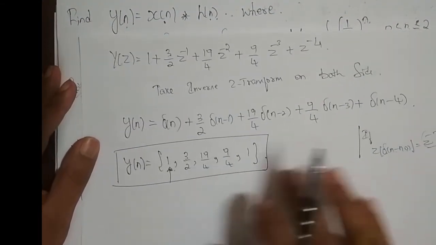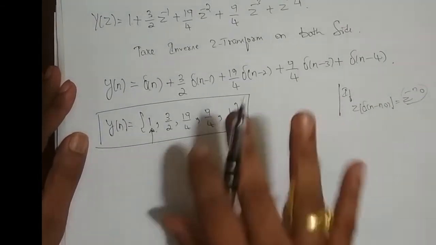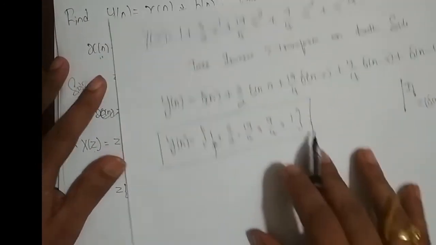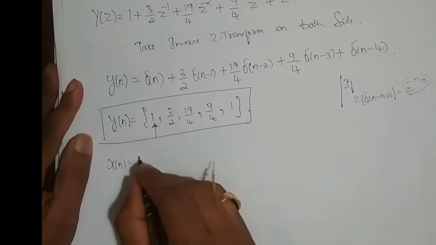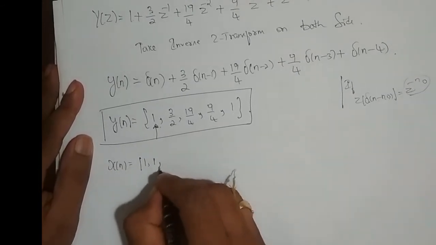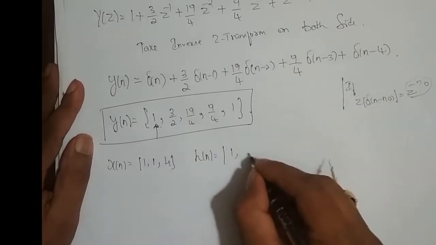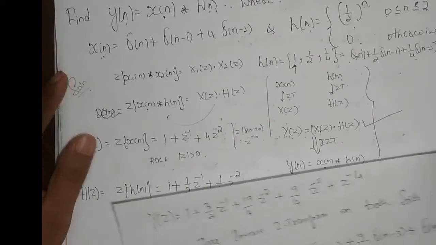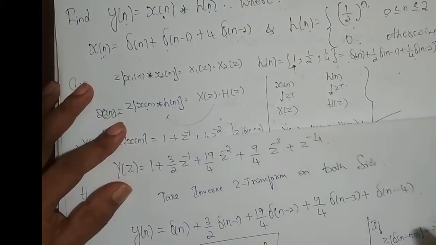Basically, I can cross check this answer. It's better we should know how to cross check whether what we did is right or not. What is our x of n sequence? X of n sequence is 1 comma 1 comma 4, right? And what is our h of n sequence? H of n sequence is 1 comma 1 by 2 comma 1 by 4. So it is 1 1 4 and it is 1 1 by 2 1 by 4.